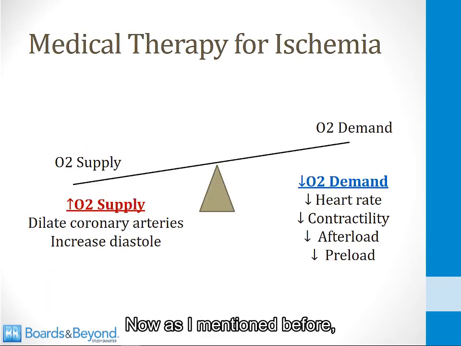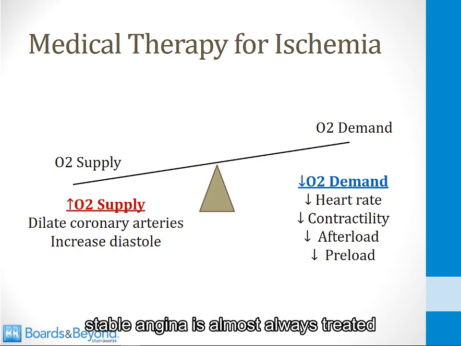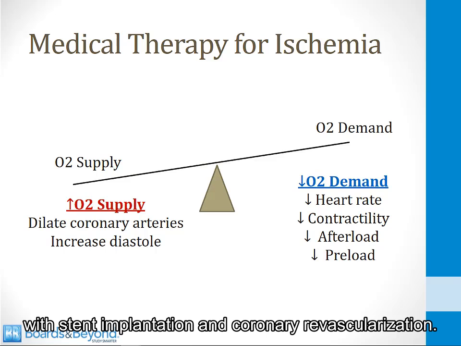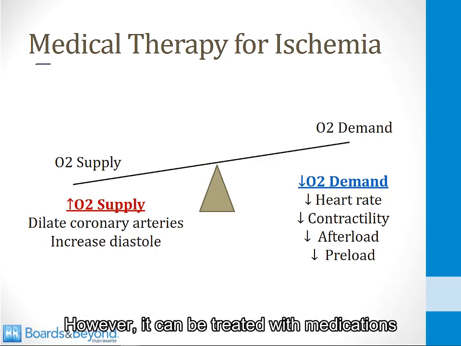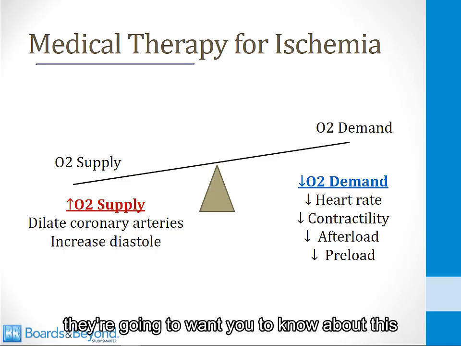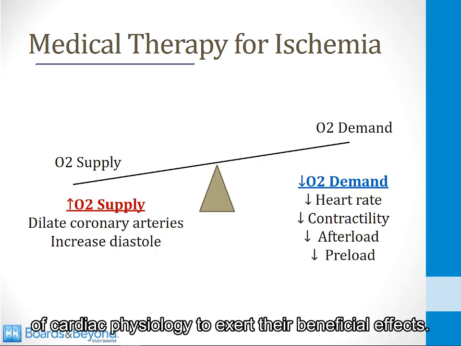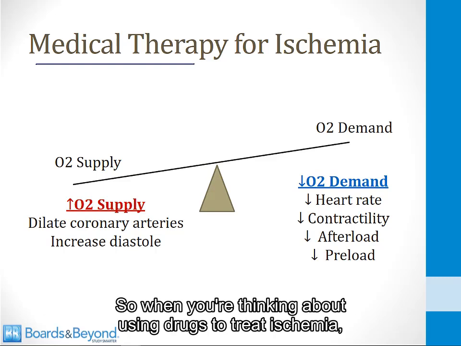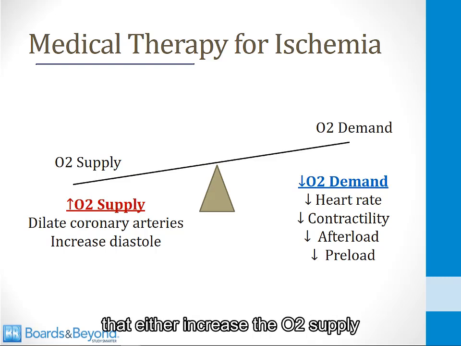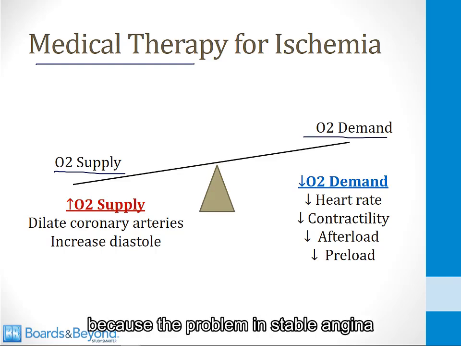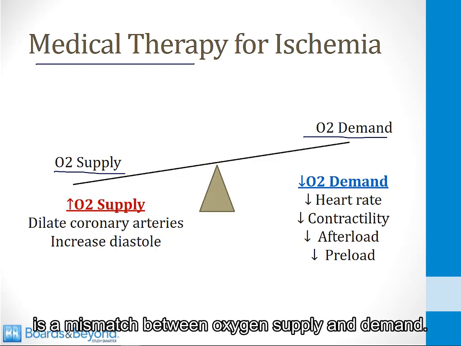Now, as I mentioned before, in the United States, stable angina is almost always treated with stent implantation and coronary revascularization. However, it can be treated with medications, and on your board exam, they're going to want you to know about this because the medications impact basic parameters of cardiac physiology to exert their beneficial effects. So when you're thinking about using drugs to treat ischemia, you need to choose drugs for the patient that either increase the O2 supply or decrease the O2 demand, because the problem in stable angina is a mismatch between oxygen supply and demand.